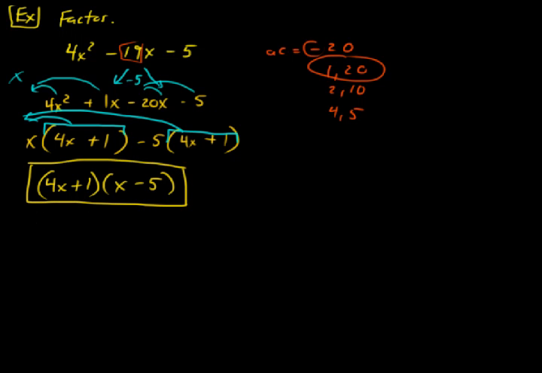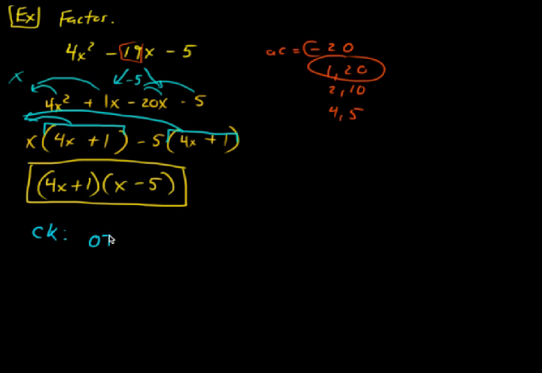And using the AC method, it's a very systematic approach that will always lead you to the answer. Or at this step over here, if there were no factors that subtracted to be 19, we would have realized we were done and wouldn't have wasted our time doing a whole bunch of guess and check, which is nice.